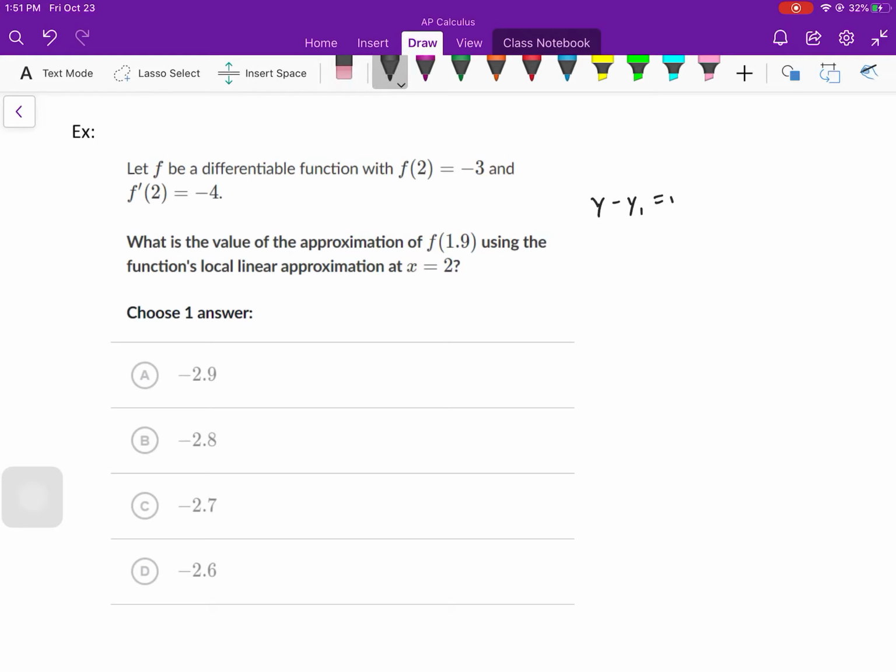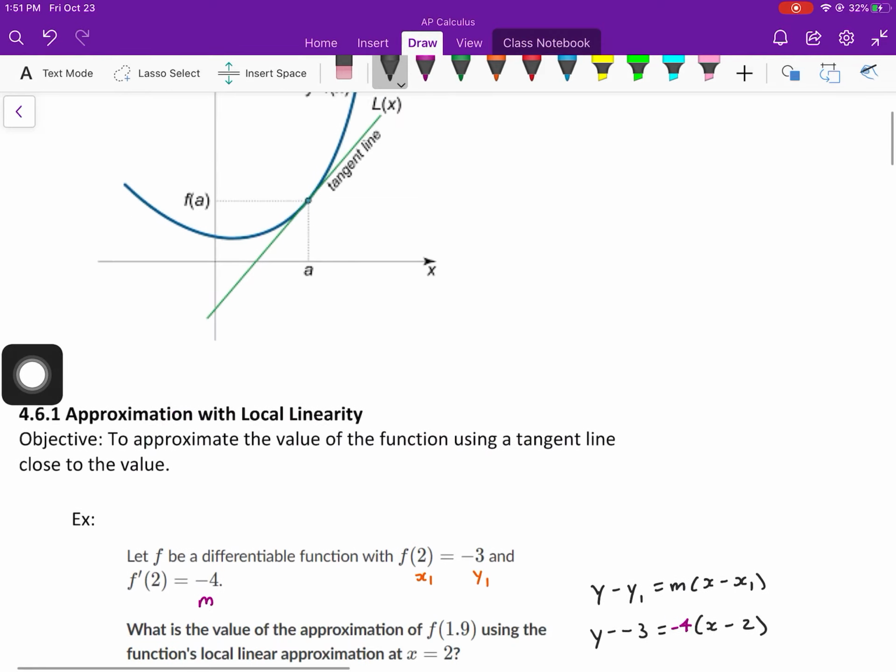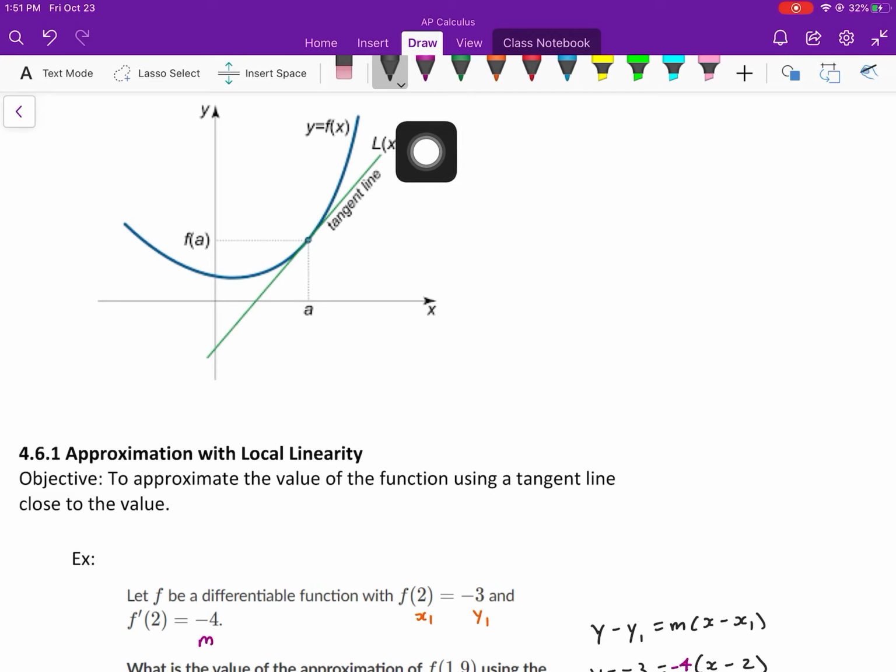So y minus y1 equals m times x minus x1. This is your x1, y1. So we're going to have y minus negative 3 equals m times x minus 2. And where do we get m? m is our derivative. It's our slope. So this should hopefully be some review. That's the equation of our tangent line. Great. Now we need to approximate at 1.9. So we're going to use this line to approximate what the blue graph is really close to that value.